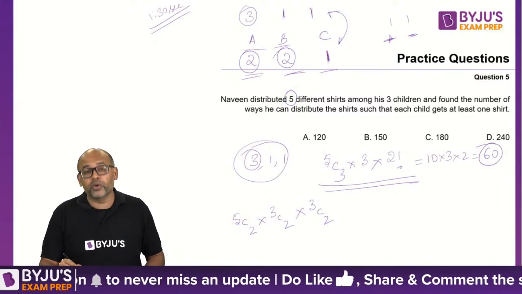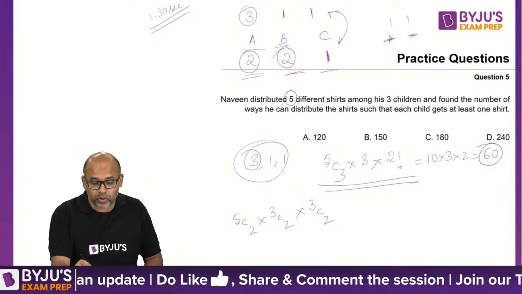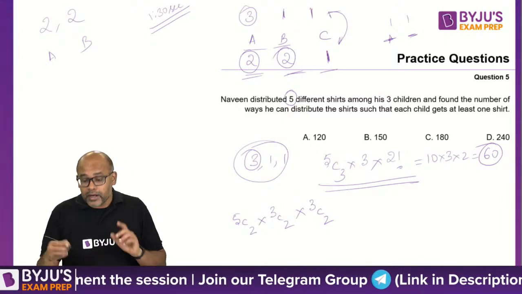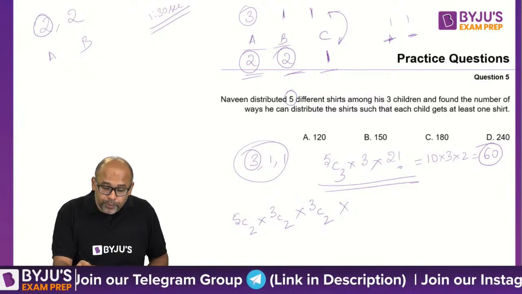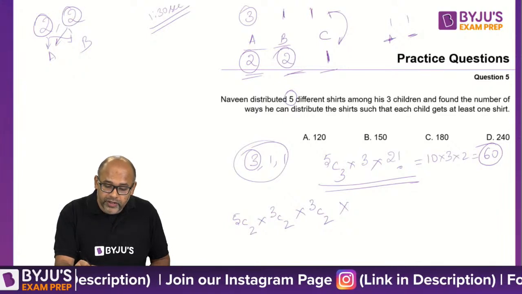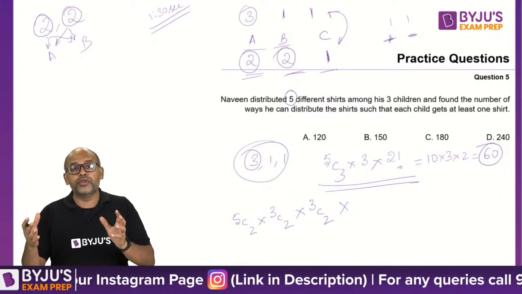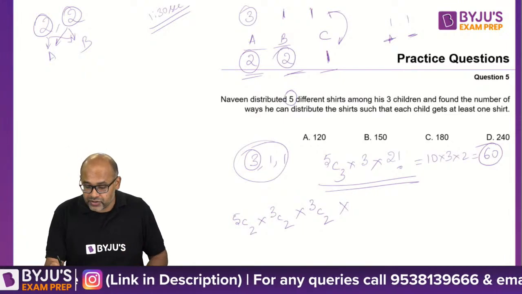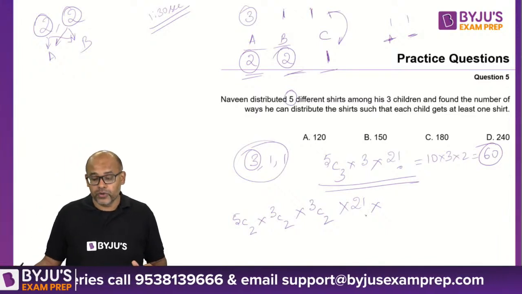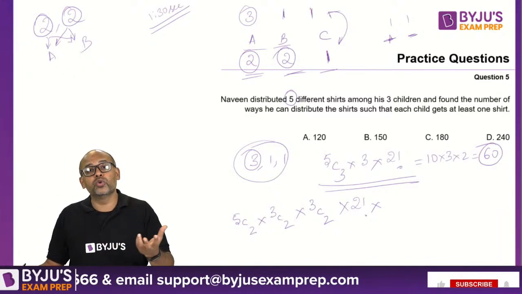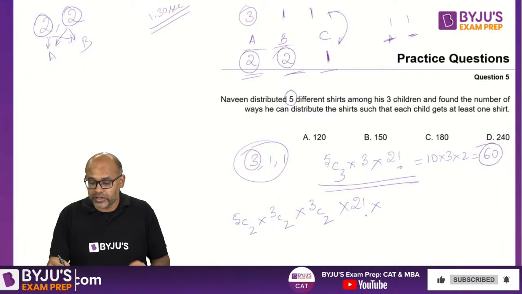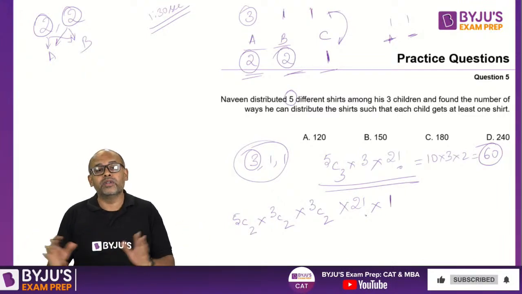So till now what did I do? I made 2 groups. One group had 2, another group had 2, and I selected 2 people, let's say A and B. Now the question is, this group can go to A or it can go to B. Similarly, this group can go to A or this can go to B. So 2 groups and 2 people, how many ways can I arrange? 2 factorial ways. Once this is done, the remaining 1 shirt will go to the third person who is left out. So there is only 1 way. Now the arrangement is done.